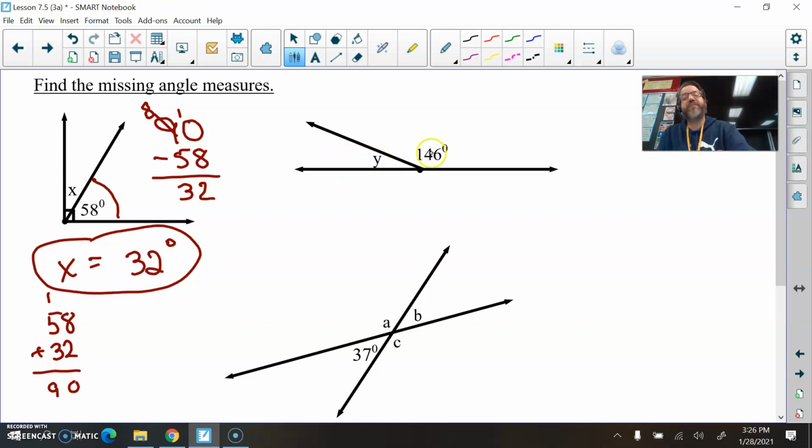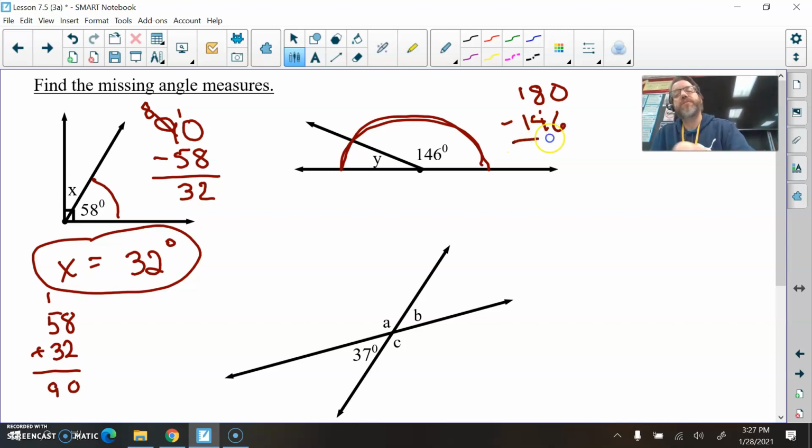Well, right next to it, I have an angle that's 146 degrees. Well, these are supplementary angles because angle Y combined with the 146 degree angle totals 180 degrees, half of a circle. So if I take 180 and then subtract 146, the difference would have to be the measurement of angle Y.